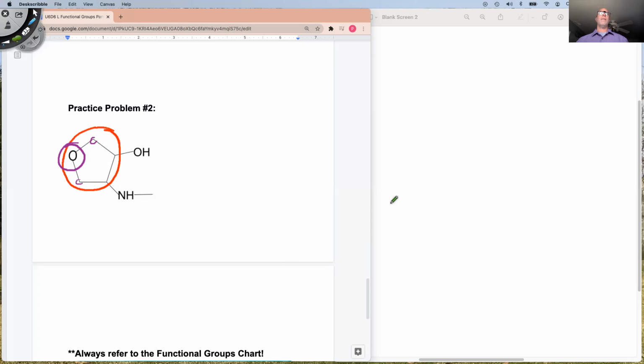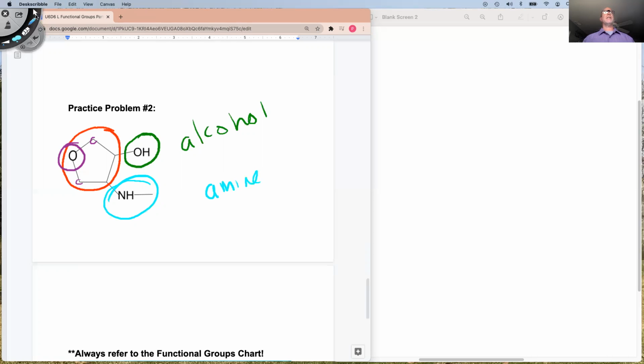What do we call this functional group in green, ladies and gentlemen? That's right. That functional group is called an alcohol. And lastly, ladies and gentlemen, this light blue, what do we call this functional group right in here? Yep, you call it an amine. Well done. All right, so good stuff.